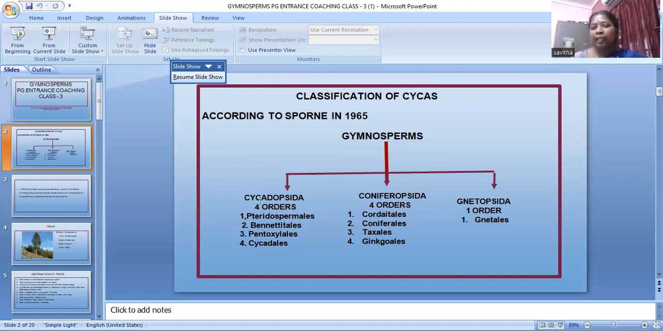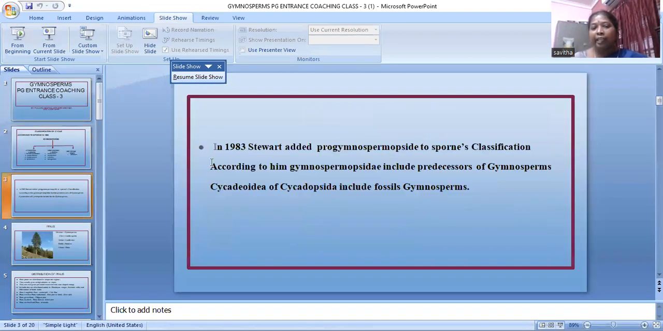So our Cycas comes under Cycadopsida, Pinus comes under Coniferopsida, and Gnetum comes under Gnetopsida. Mostly the fossil gymnosperms belong to Cycadopsida. So this is our classification. And in 1983, Stewart added another class, Progymnospermidae, which consists of the predecessors or ancestors of gymnosperms. This is about the classification of gymnosperms.